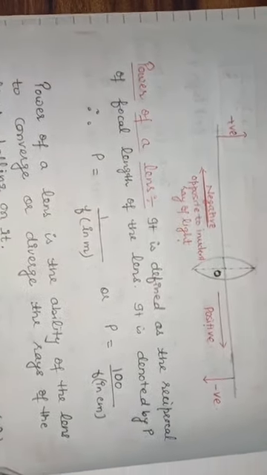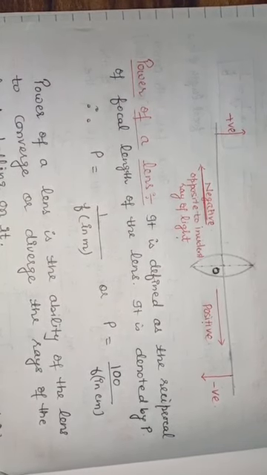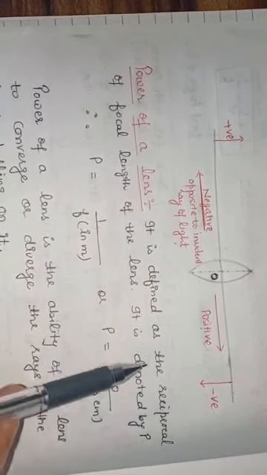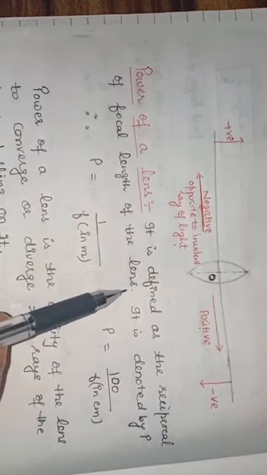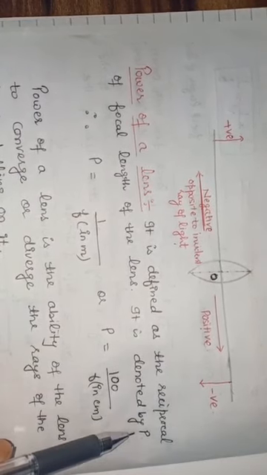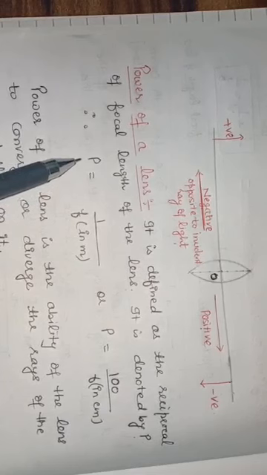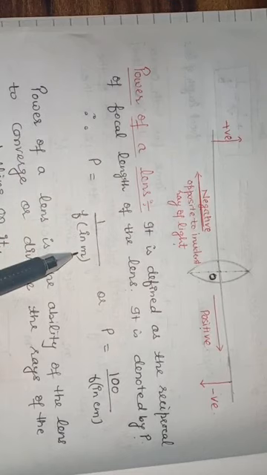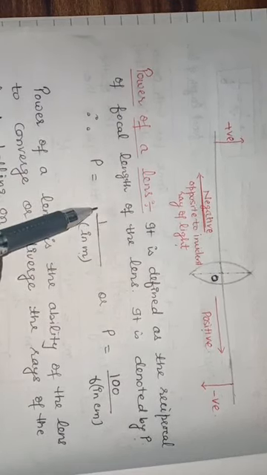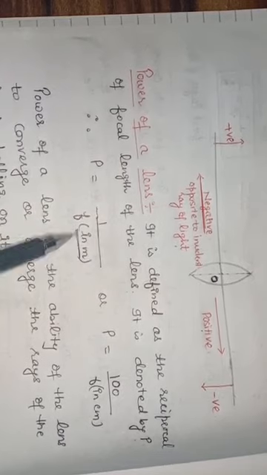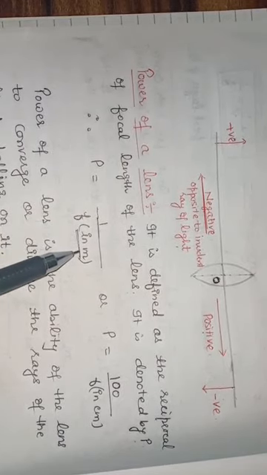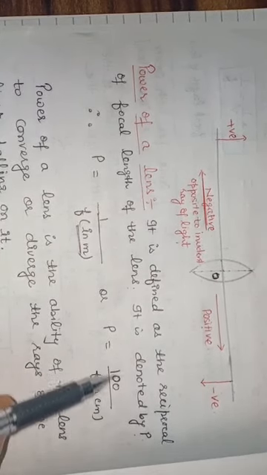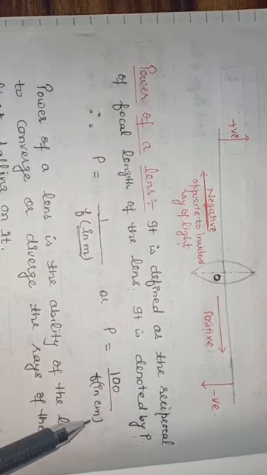Now the next topic is the power of a lens. Power of a lens is defined as the reciprocal of the focal length of the lens. It is denoted by capital P. So the formula is power of a lens is equal to 1 upon f in meters. If the focal length is in meters, then it should be written as 1 upon f in meters, but it should be mentioned in your formula whether you are taking the focal length in meters or in centimeters. If you are taking the focal length in centimeters, then the formula becomes 100 upon f in centimeters.